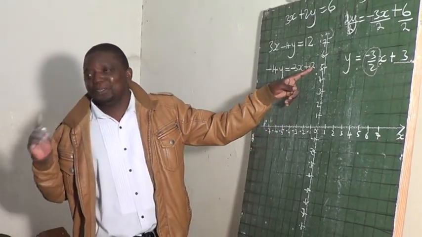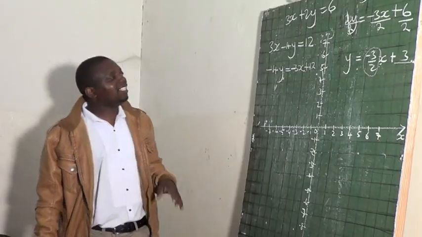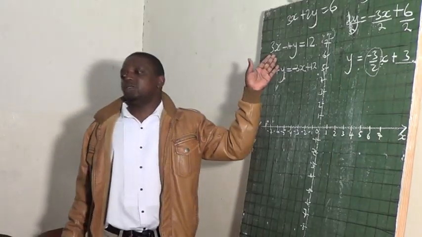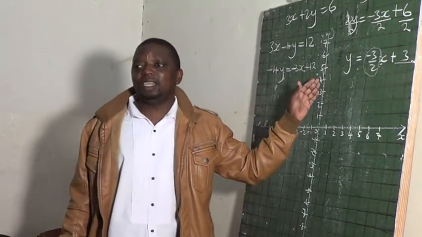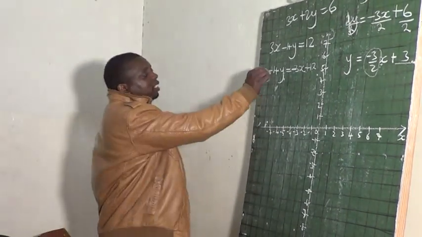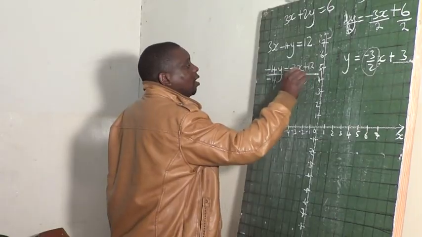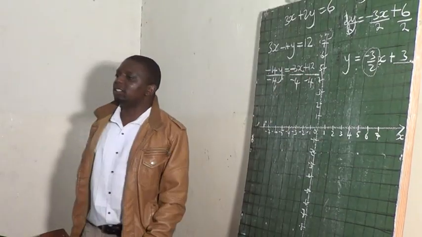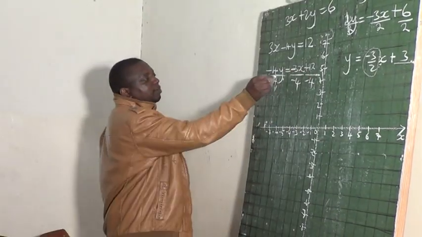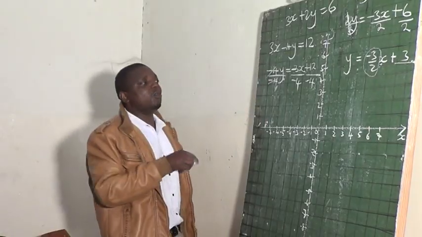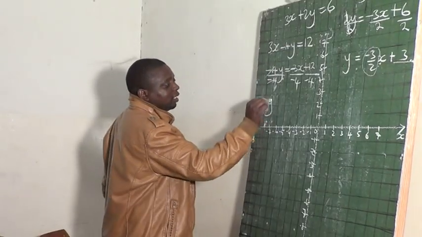Right, I took the term that does not contain y to the other side of the equal sign. Then we divide throughout by -4, such that -4 and -4 cancel off and we are left with y on its own.